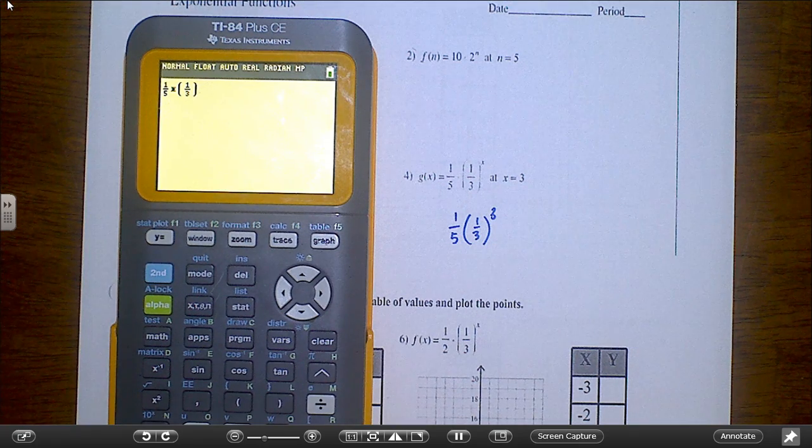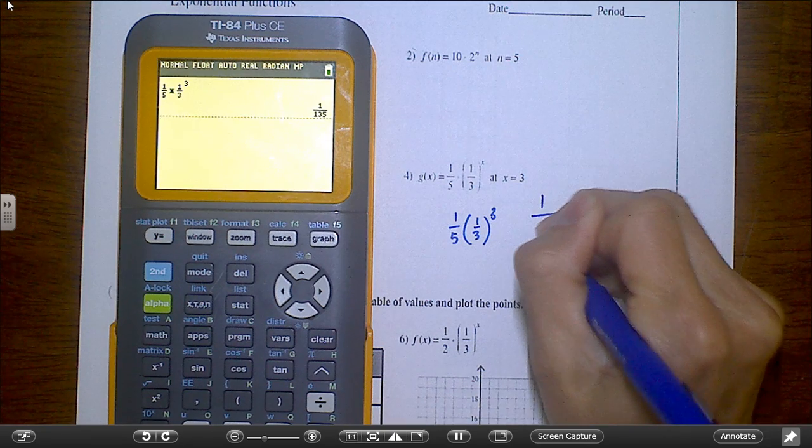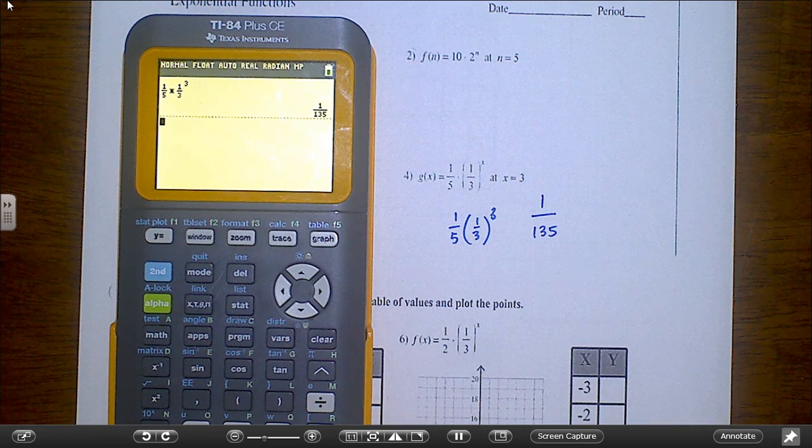I wonder if I had to do that already though. No, I don't. Sweet. I love these calculators. So I just hit the caret here because it's in parentheses. So 1/5 times 1/3 to the third. Hit enter. You get 1 over 135.